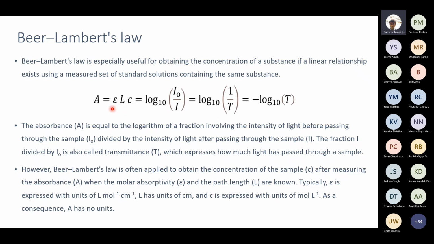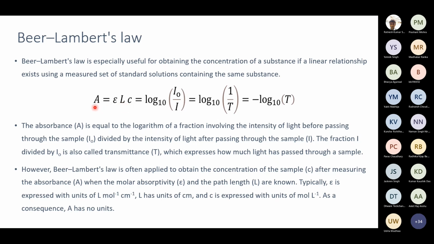Okay, so then why are we saying that A has no units, because of the units of epsilon, L and C? What I'm saying is absorbance has no unit. Absorbance doesn't have units because the units of epsilon cancel out the units of the product of concentration and path length.